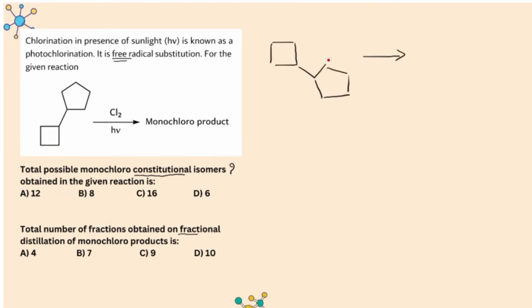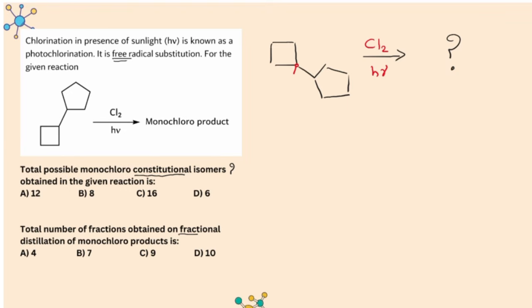When cyclobutylcyclopentane molecule undergoes chlorination in presence of sunlight, it is through free radical mechanism and it's going to form monochloro products. How many products are formed? For that you don't have to write the mechanism and the structures of the products to identify. I'm going to give you a simple trick. Just identify how many different types of hydrogens we have in the molecule.